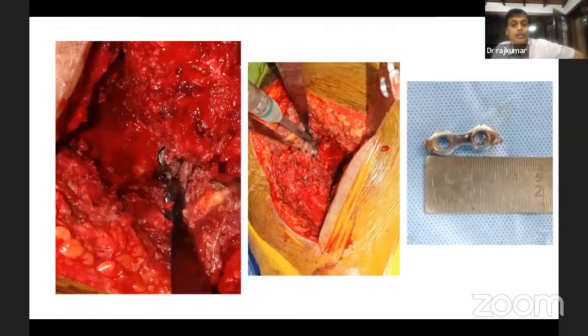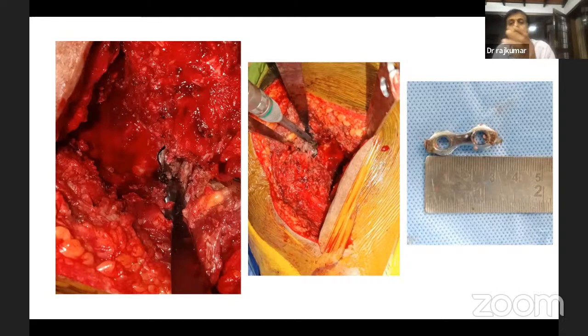But in this situation, look at the implant. The implant was coming in the way. This big plate almost was sitting over the femoral head. So that was the problem. That was the reason for the quick arthritis. Within 4 months, why did this patient develop arthritis? The whole head was articulating with the implant. It was rubbing on the plate. So that means the placement of the plate was not correct.